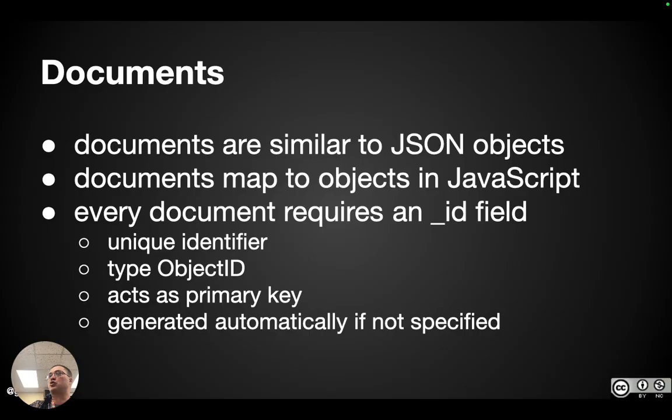To help us keep track of things, every document requires an underscore ID field. That underscore ID field is a globally unique identifier. No two documents in any Mongo database in the entire world throughout time will ever have the same underscore ID field. It's of type ObjectID. Mongo has its own set of types, and we'll create mappings between those types and our JavaScript types. But that type is ObjectID, which is a little unique. It acts as what is called the primary key.